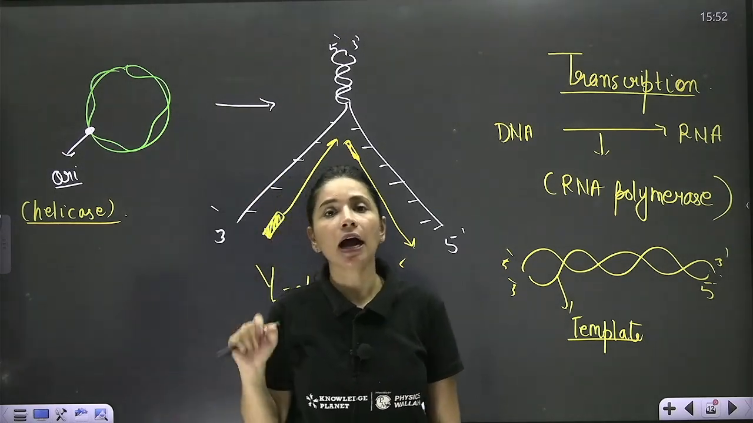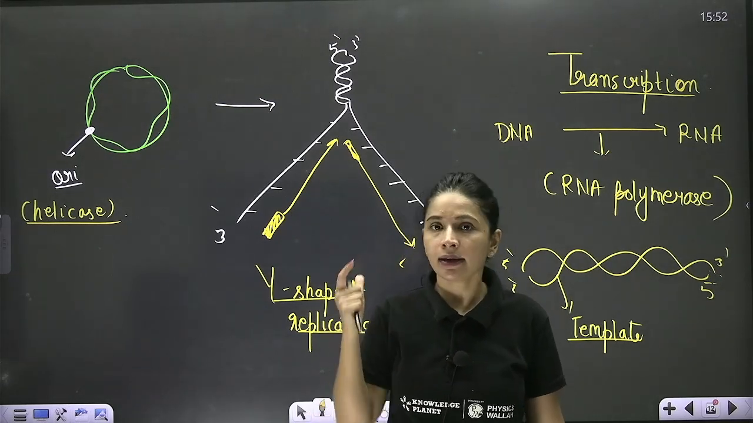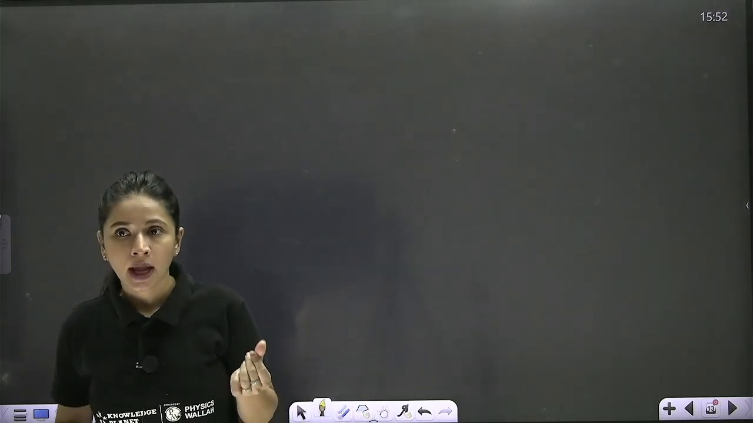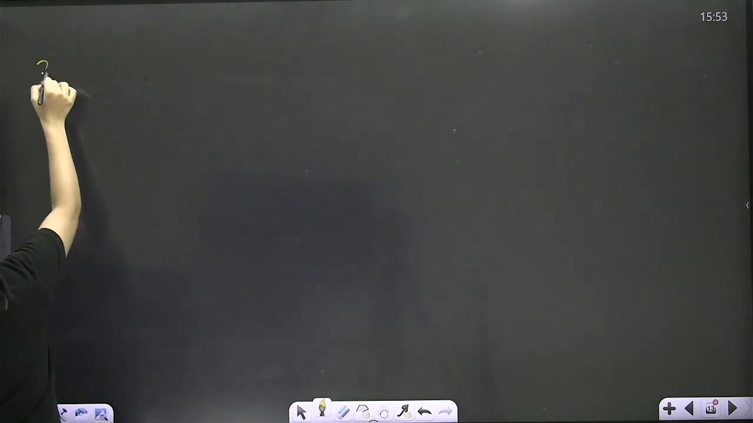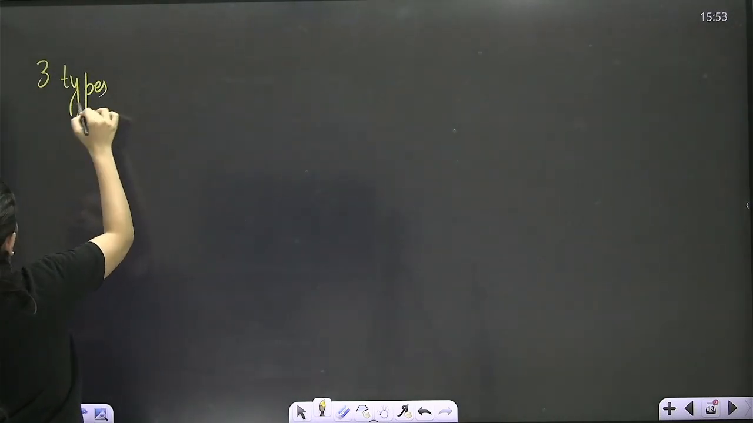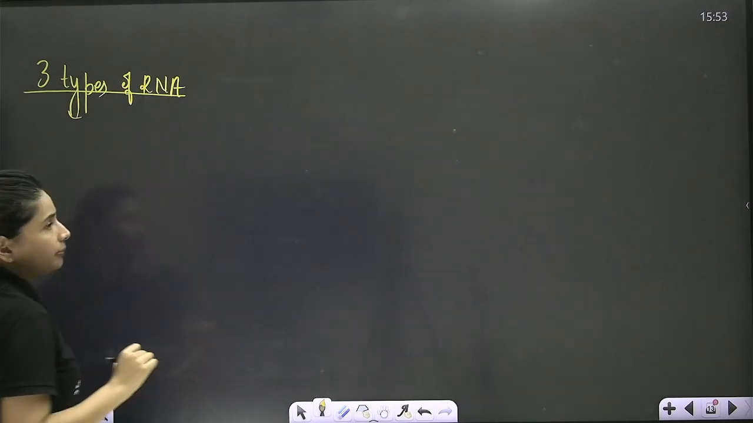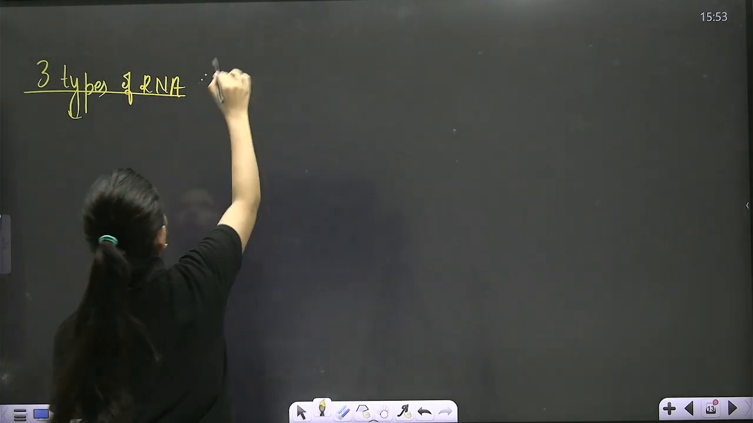Now, RNA are of 3 types: mRNA, tRNA and rRNA. All these 3 types of RNA are synthesized by transcription, and all 3 types of RNA are highly involved in the translation process also. So next you're going to write: how many types of RNA are involved? There are basically 3 types of RNA involved.